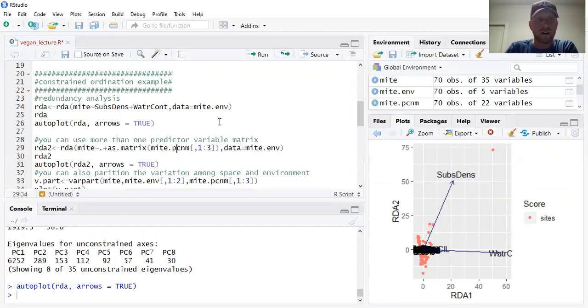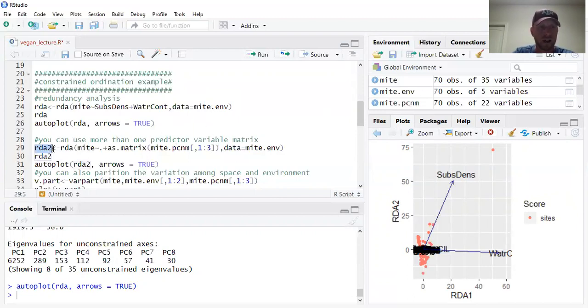So the nice thing about an RDA is you can actually do this with more than one predictor variable matrix. You don't only have to think about the environmental variables, or you may want to think about spatial variables, so this PCNM, or you may want to take those environmental variables and break them down into the categorical variables versus the continuous variables. And I'll show you how to do both of those things.